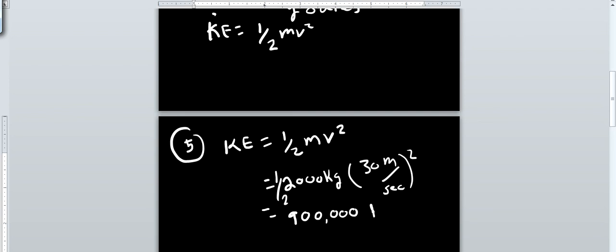Joules. Kinetic energy is expressed in joules. That could also be written 9.0 times 10 to the 5th, because the decimal moves over here: 1, 2, 3, 4, 5. 10 to the 5th.